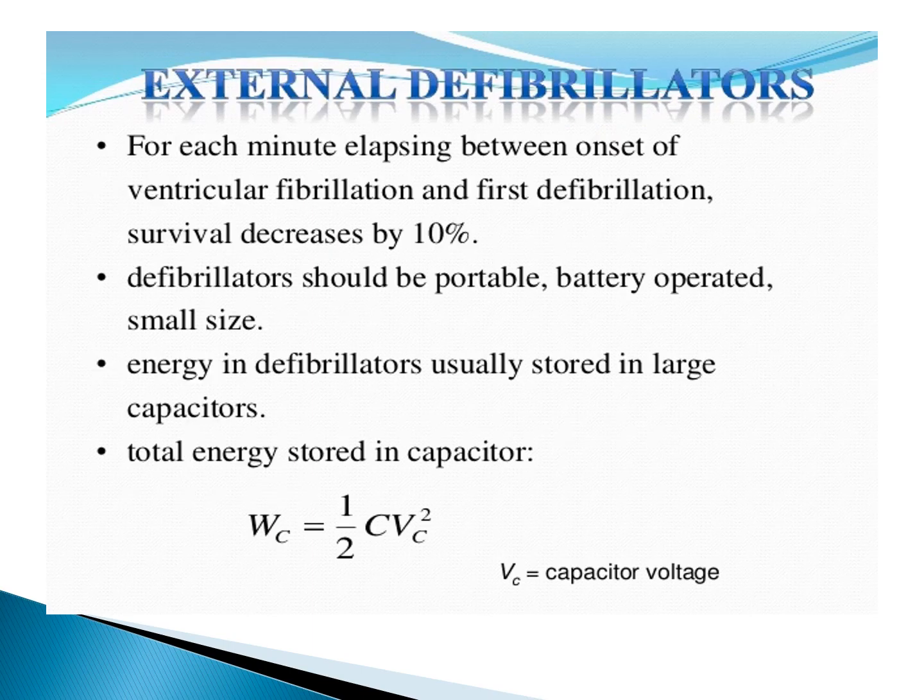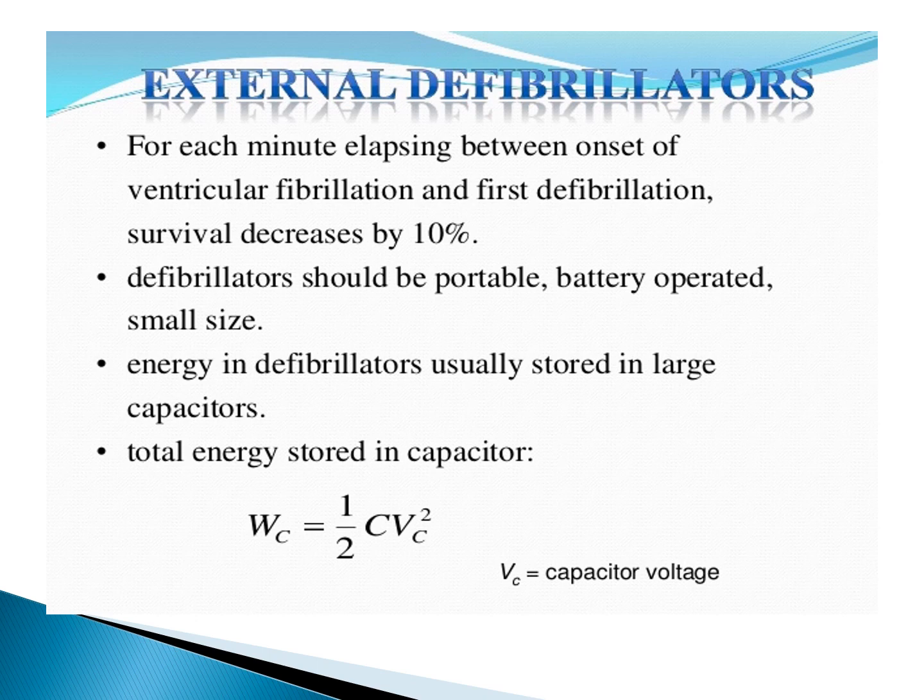And coming to the external defibrillator, with each minute elapsing between onset of ventricular fibrillation and defibrillation, survival decreases. So every second you lose, the survival rate decreases, and the defibrillator should be portable and battery operated. As a nurse, whenever we take charge, every time before starting our routine work, we have to check whether the defibrillator is fully charged, its working condition, all the modes, and its functions. We always make sure the defibrillator is active so that we can use it in an emergency situation.